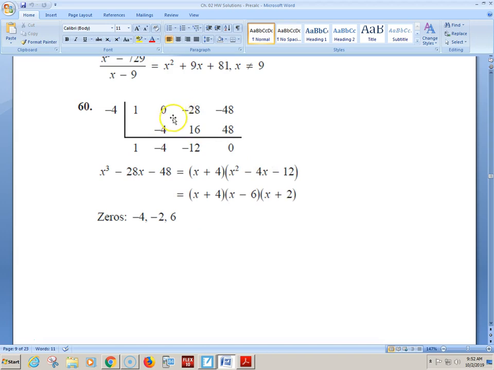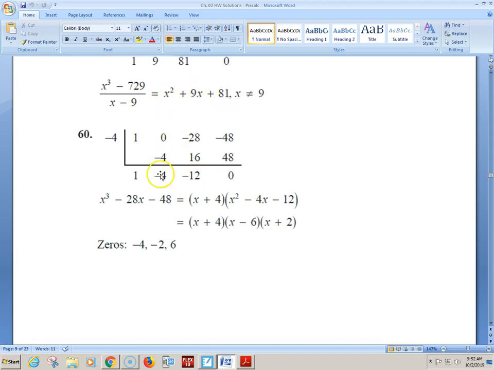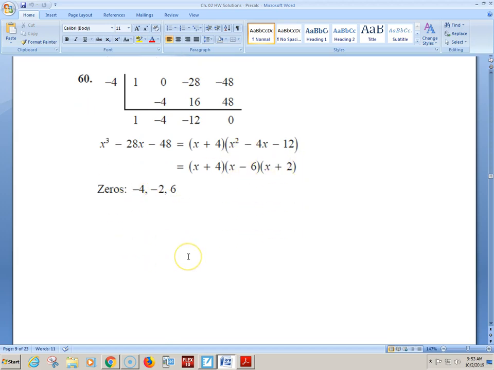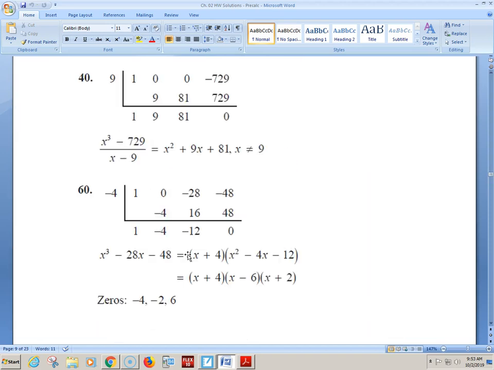Number 60 had to hold the place with a 0 also. You can still see the answer up here to number 40. Number 60 went in evenly also, but this one was one of those show the factors. Since it went in evenly, this cubic polynomial divided by x plus 4 equaled x squared minus 4x minus 12. So I could multiply that x plus 4 to the other side and have the full factoring of the polynomial, whose zeros would be, if I know that, -4, -2, and 6. That was the end.